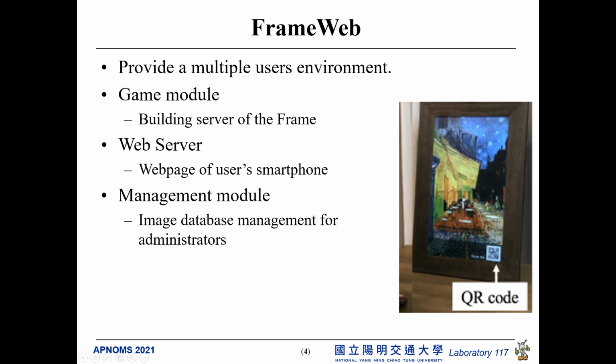The second part is web server. Web server is the web page of user's smartphone. Web server is activated by the GID given by the frame. If user scan the QR code, the smartphone will pop up the URL. When user visits the URL, the smartphone will be registered and linked to IoT Talk server by the same GID.